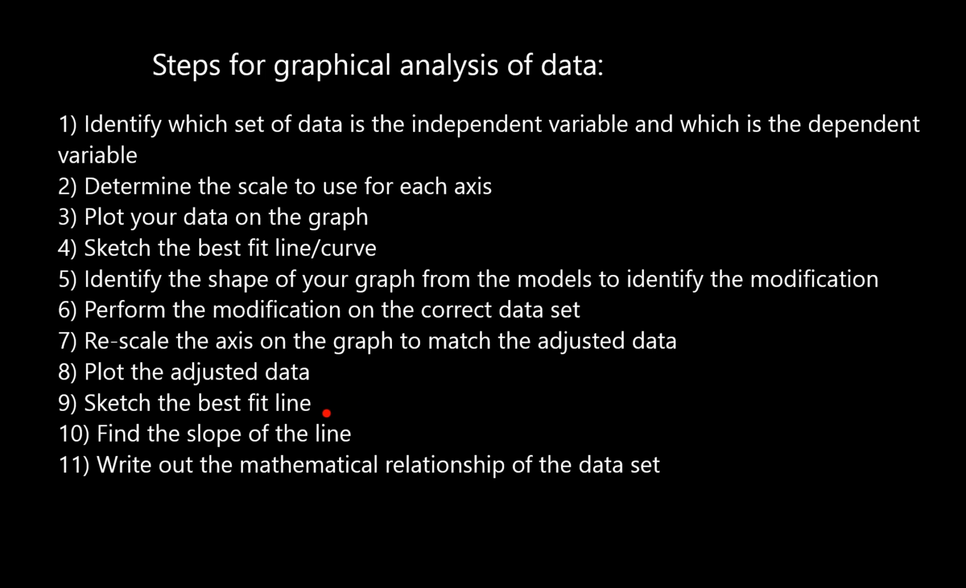Then sketch the best fit straight line, find the slope, the rise divided by the run, and then finally write out the mathematical relationship of the data set. You should not use x and y on this part. It needs to trace back to what your independent and dependent variables are, and you need to say, for example, that pressure is equal to 1 over volume instead of y is equal to 1 over x. So keep those in mind. And now we're going to do the steps.